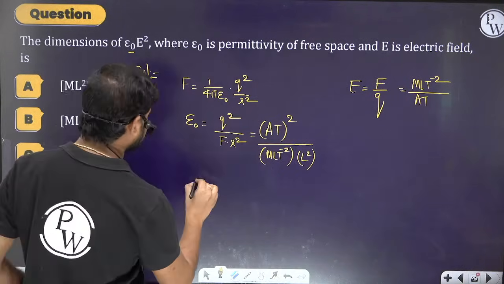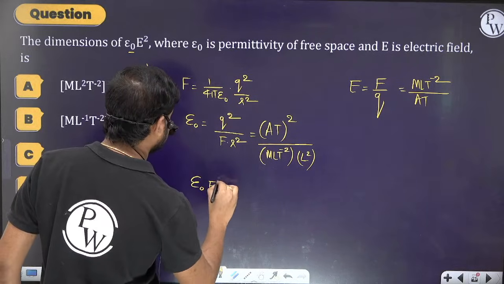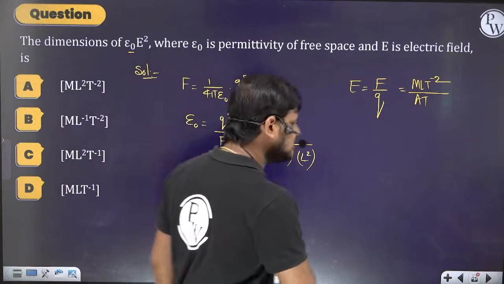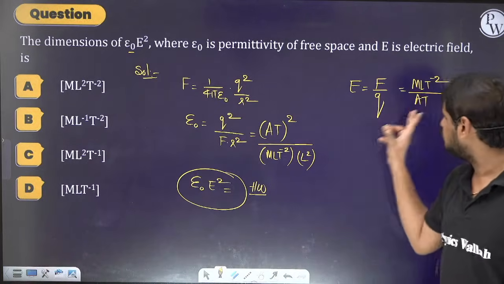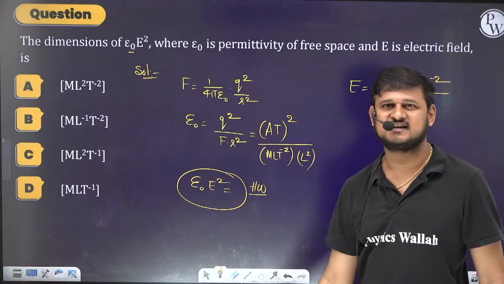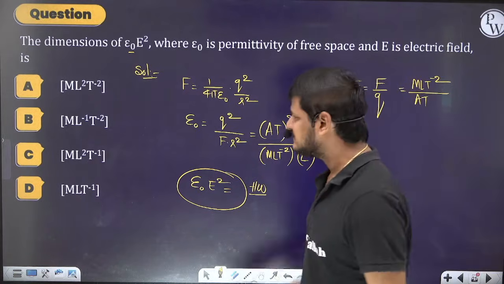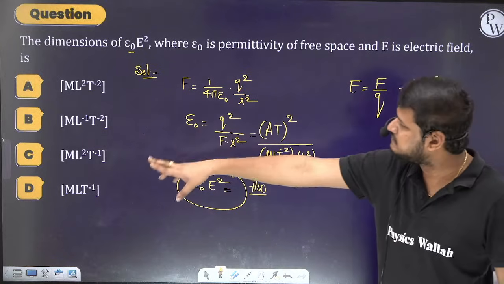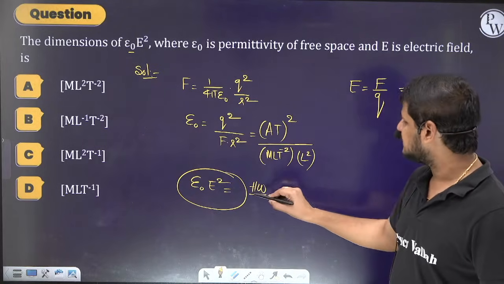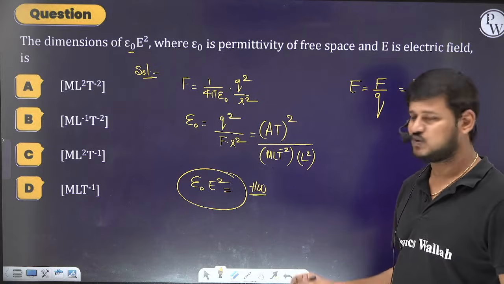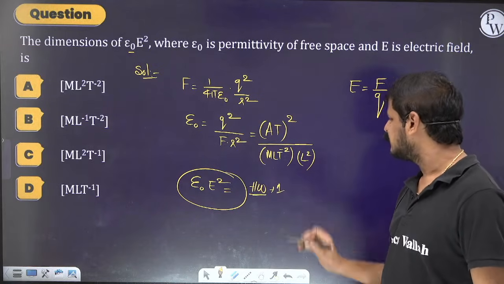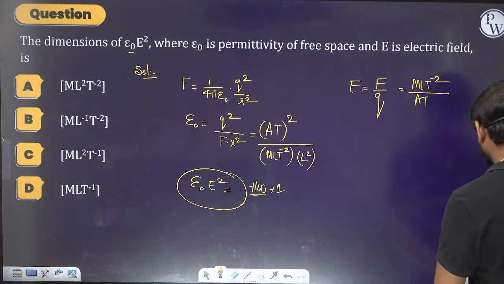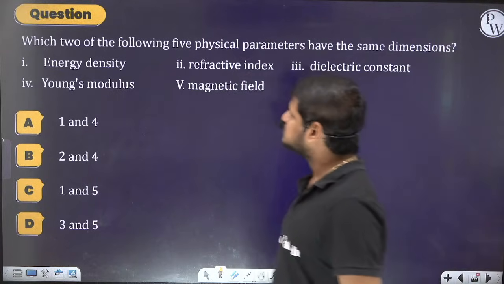Now you have to find epsilon naught E square. Can you guys do this as a homework and comment your answer? I'm giving this as homework because you know everything, you just have to substitute and get the answer. So you do that and comment your answer. For the question, what's the option, A, B, C or D? Let's consider this as homework 1. While mentioning in the comments, write what's the answer for homework 1. Okay, next, let's take the next question.